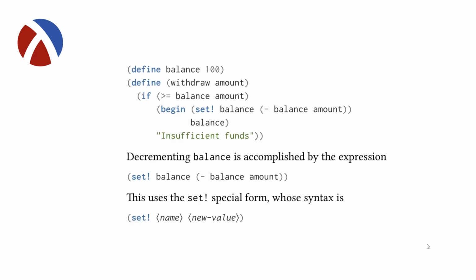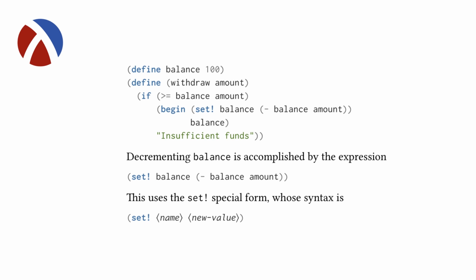So taking a look at this withdraw function, we can see before we define this, we are defining a sort of global balance to be 100. And then we simply are passing an amount to the withdraw procedure, and we have a simple if expression where we check whether the balance is greater than, or greater than or equal to, the amount we want to withdraw, and then in the consequent, we have a call to the begin procedure, which we're going to touch on a little bit later, and then a call to set bang, which is this new procedure that this chapter introduces.